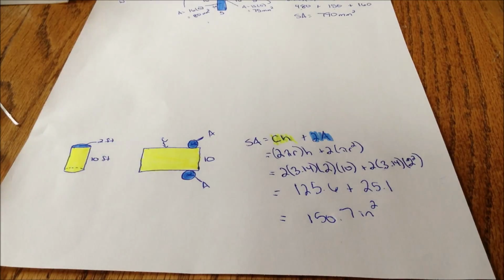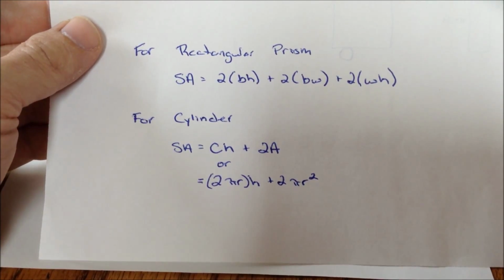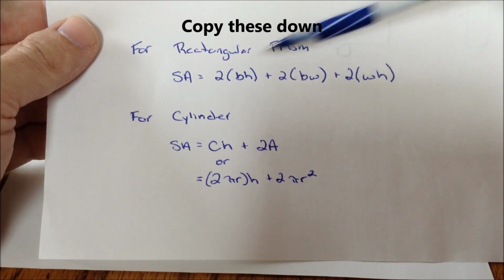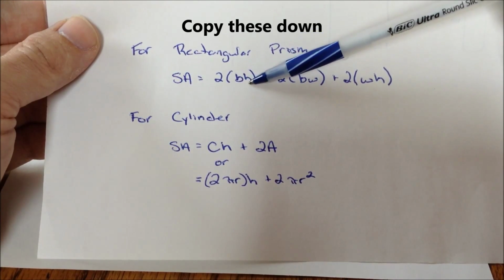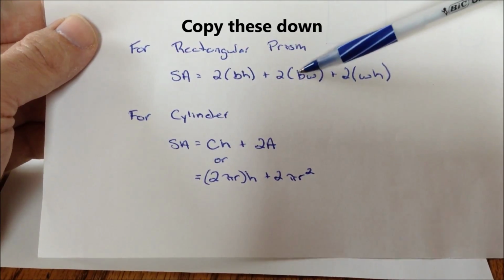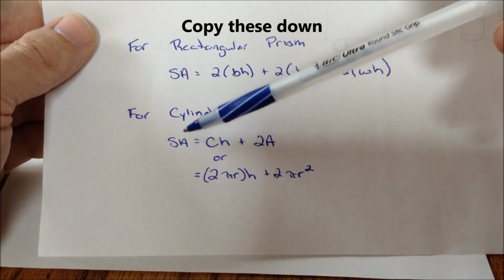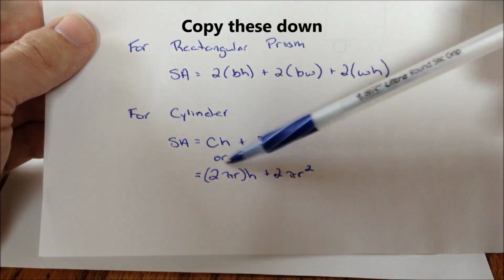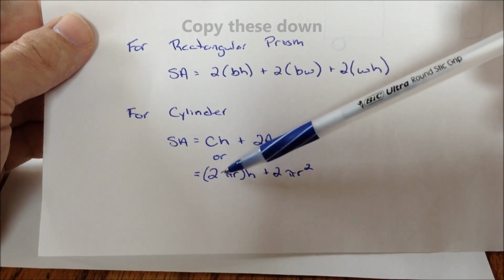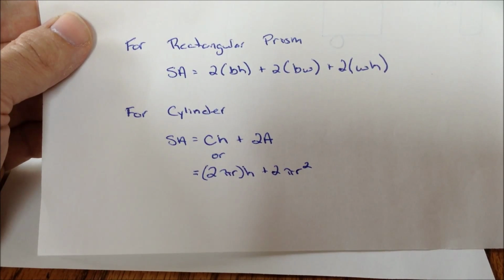In order to make sure that you have the formulas, I've written them down here again so that you can look at them as you work through some practice today. For a rectangular prism, we find surface area by multiplying 2 times the base times the height, plus 2 times the base times the width, plus 2 times the width times the height. For cylinders, surface area is found by the circumference times the height, plus 2 times the area. Or, if we think about what the formulas are, 2 times pi times the radius times height, plus 2 times pi times radius squared. Be sure that you get these written down so that you have them to use in your practice.